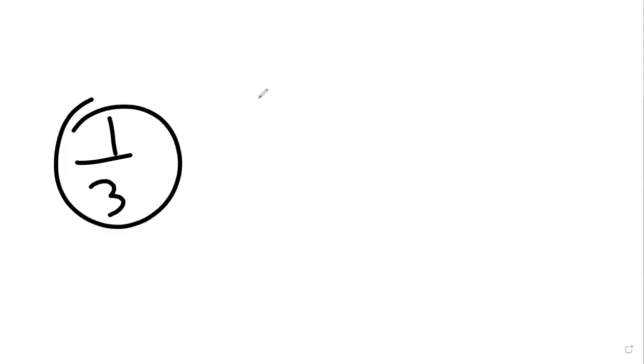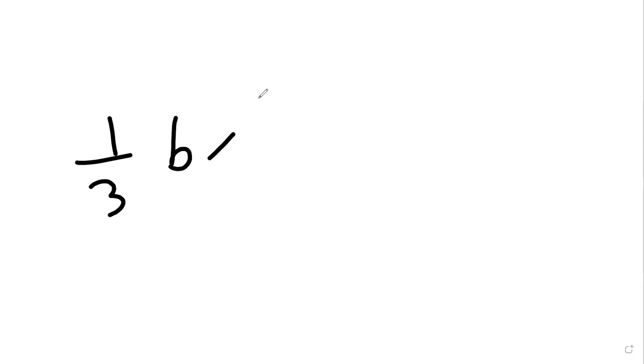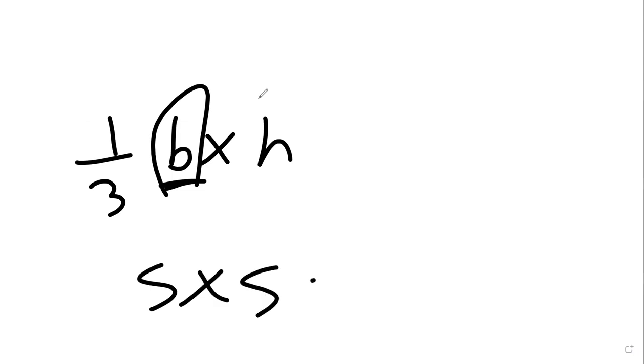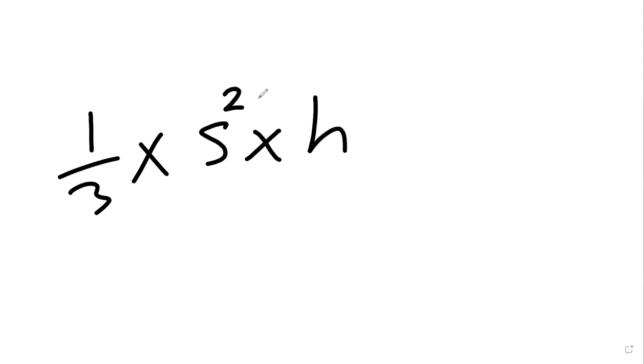Well, the first question we need to ask ourselves is, what is the formula to find the volume of a square pyramid? Now remember, we have 1/3 in our formula times the base times the height. But what would the base represent? The base represents the area of a square, and the area of a square is s times s, which is s squared. And so our formula would be 1/3 times the area of the base times the height.